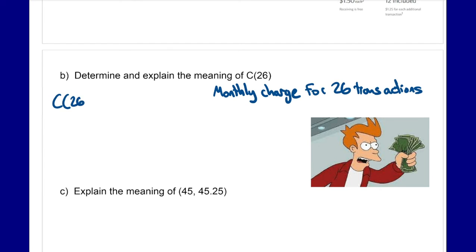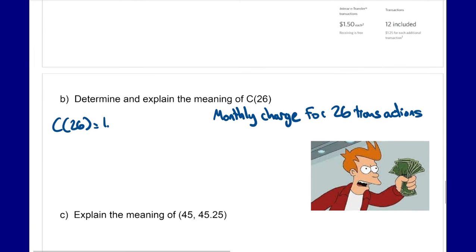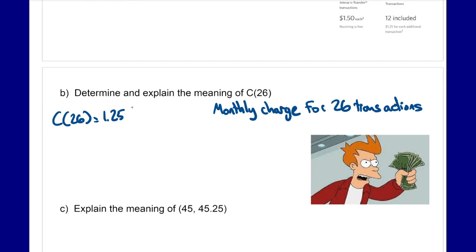So C at 26 is equal to 1.25 times 26 minus 12, plus 4. And again, we go through and make this calculation. Remember to follow BEDMAS, do your brackets first, then multiply, and then add. We get 21.5. So that means the monthly charge for going through 26 transactions would be $21.50.